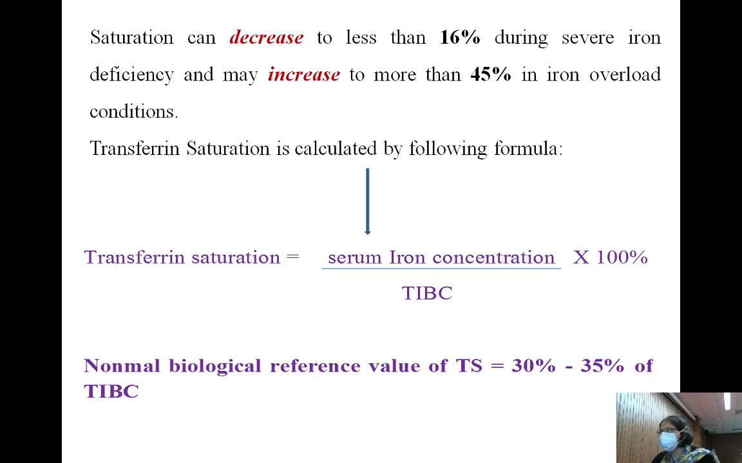Only 30 to 35% of the TIBC binding sites are occupied. That is the transferrin saturation. Transferrin saturation equals serum iron concentration divided by TIBC, multiplied by 100. The normal reference value of transferrin saturation is 30% to 35% of TIBC.